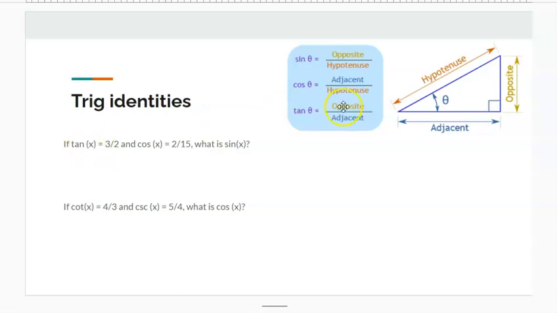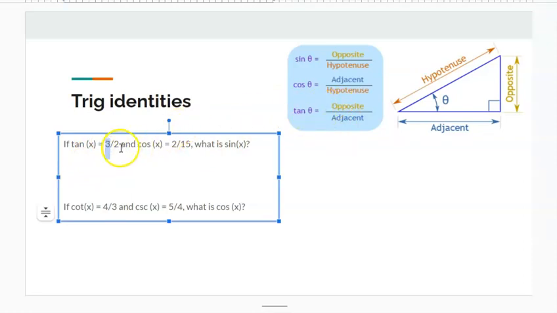So tangent is opposite over adjacent, right? That means the 3 is the opposite and the 2 is the adjacent. And notice here cosine is 2/15. Well, the adjacent is still 2, but now I know the hypotenuse is 15. So sine is opposite over hypotenuse. I know the opposite is 3 because that was the O in tangent, and I know the hypotenuse is 15 because that's what was used in cosine, and that brings me to the answer of 3/15. That is sine x.